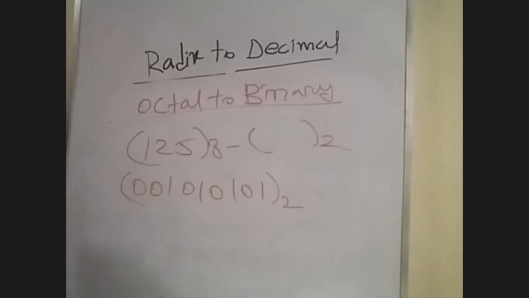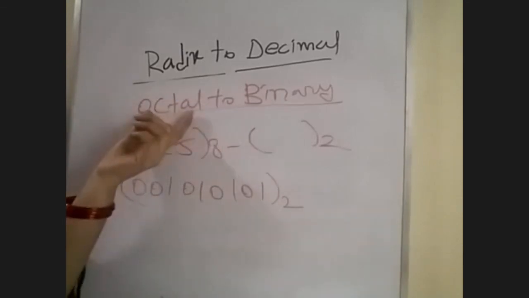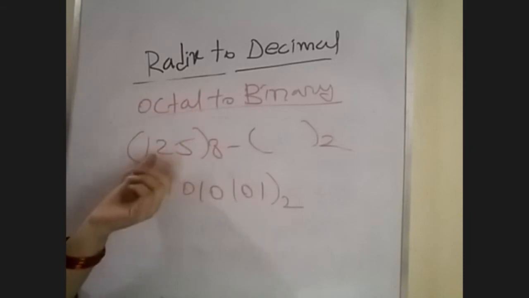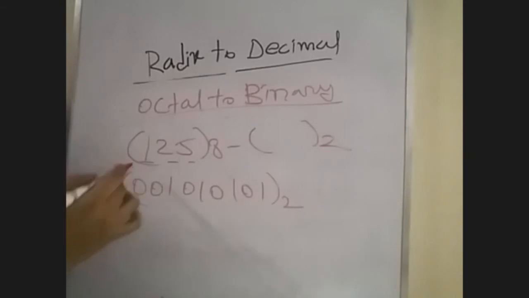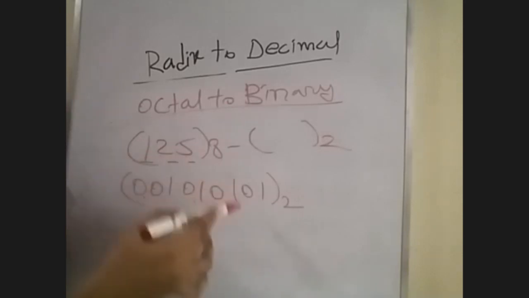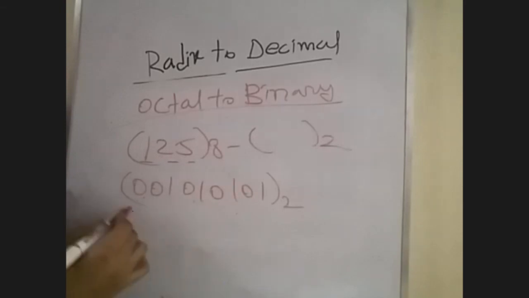Is it clear? So how do you get octal to binary? Each digit of the octal number is individually converted to its binary. Each individual digit, that is 1 means 001, 2 means 010, 5 means 101. So you will get the octal to binary conversion. Is it clear how to convert octal to binary? Next we will do one more example.